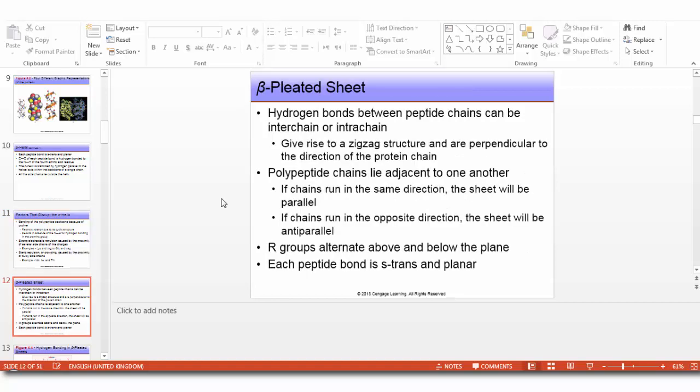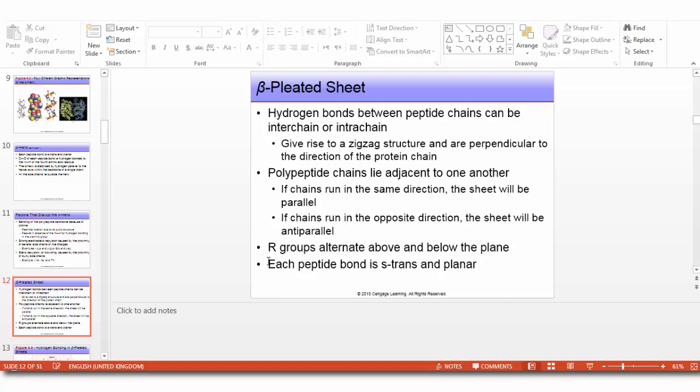Now, what about the second example of secondary structure, the so-called beta sheet? Hydrogen bonds between peptide chains can be inter- or intra-chain, and this gives rise to the zigzag structure and are perpendicular to the direction of the protein chain. These polypeptide chains lie adjacent to one another. If chains run in the same direction, the sheet will be parallel. If they are in opposite directions, then it's anti-parallel.